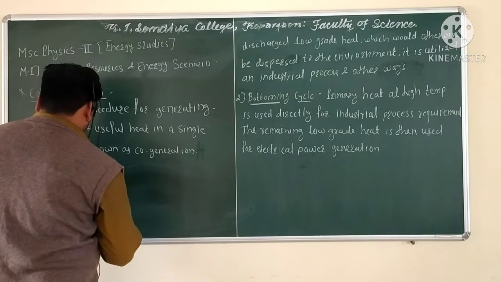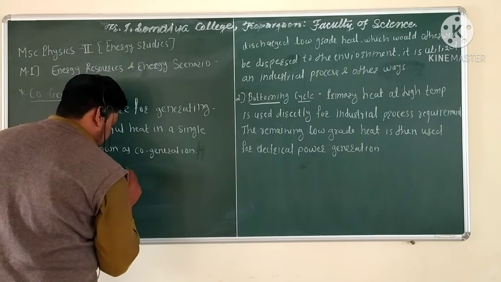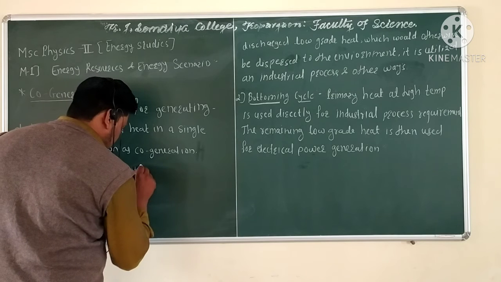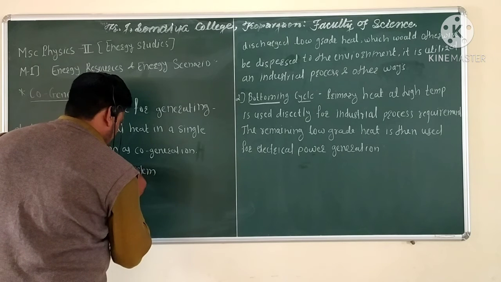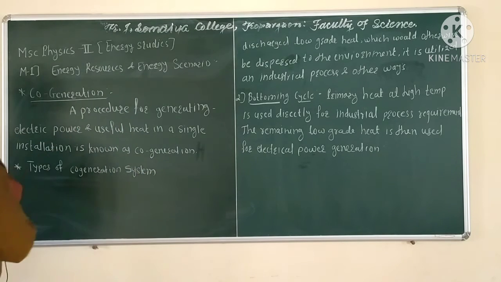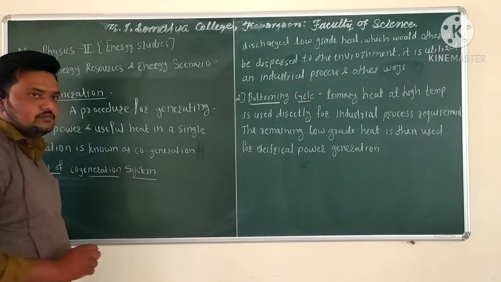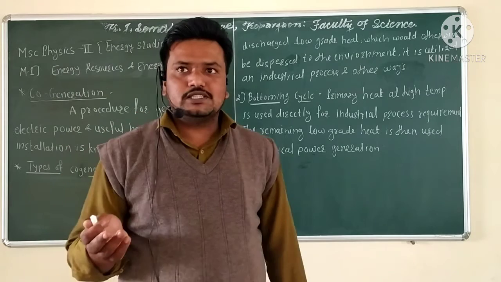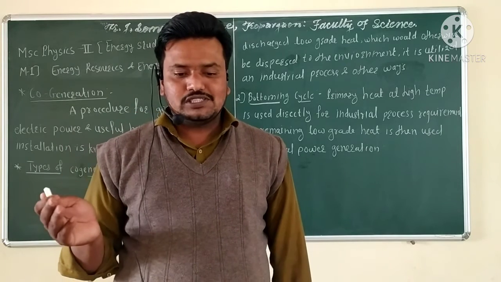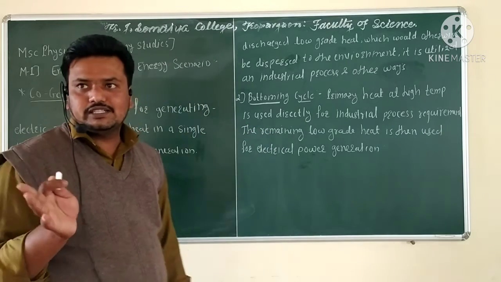So the types of cogeneration system is the second important point. In the types of the cogeneration system, the main point considered is waste heat utilization.